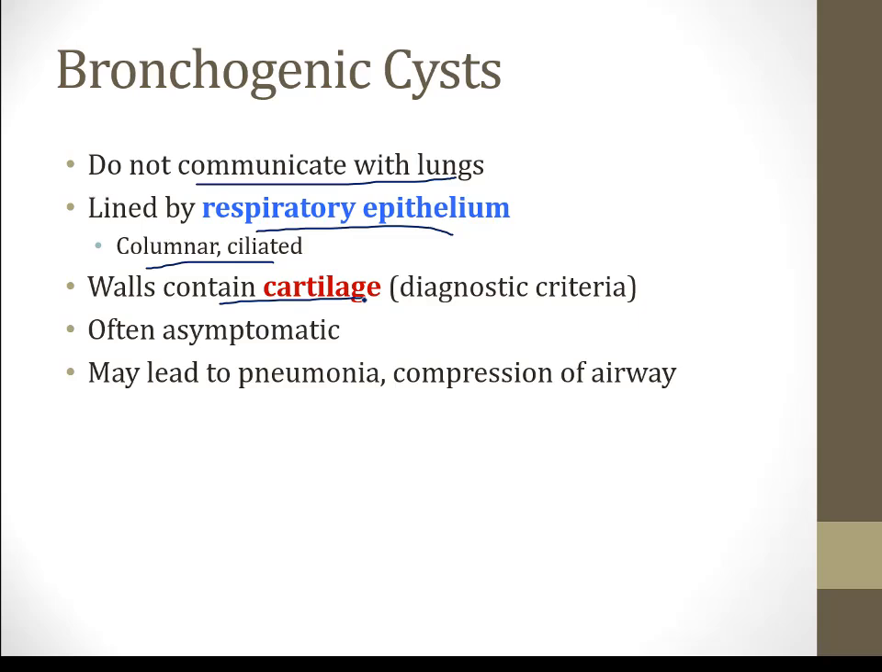The walls contain cartilage. That's one of the diagnostic criteria if a bronchogenic cyst is removed surgically. They're usually asymptomatic. Radiologists find these all the time when someone has a chest scan for another reason, but in rare cases they can become infected and lead to pneumonia, or if they're really large, they can compress the airway.